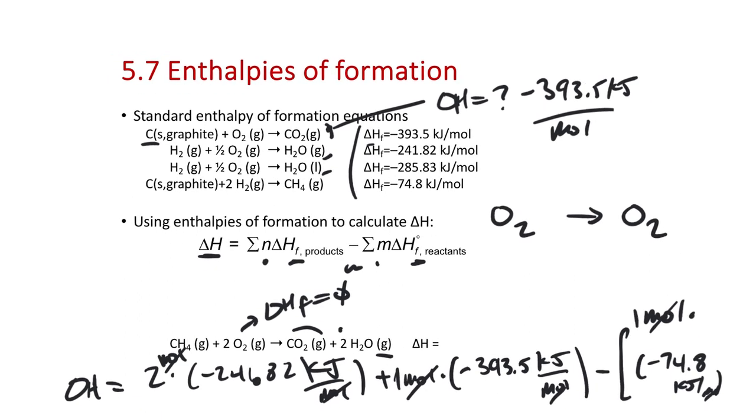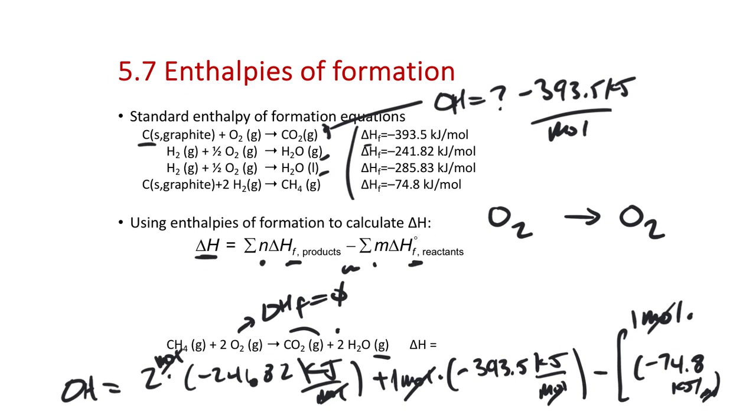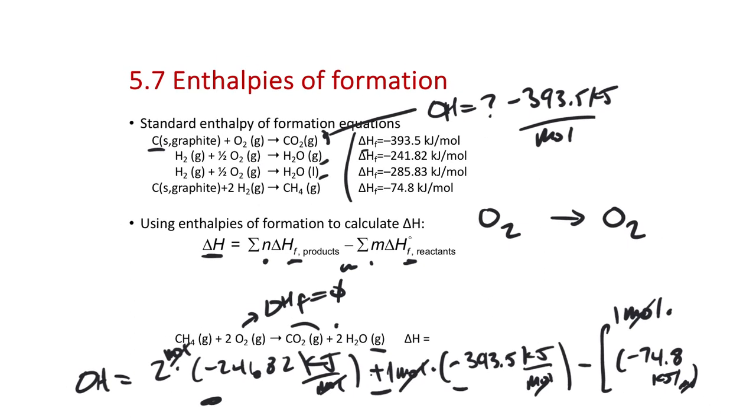And so then if we do this arithmetic here, the only tricky thing is just keeping the minus signs straight. I just do 2 times negative 241.82 on my calculator. Then I do plus the 1 times negative 393.5. So I'm just being very specific of using the minus signs where they are. I try not to really think too much about this. I just do 2 times the negative plus the negative 393.5, and then minus the negative 74.8 leads me to minus 802.3.